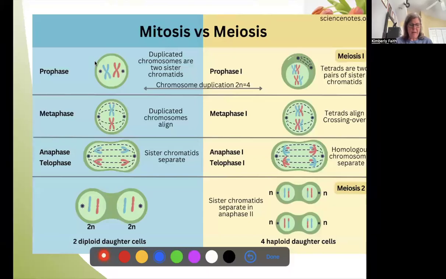Now, again, this is showing here how they're lined up single file and here how they're partnered and the differences between those phases. Two identical cells, so two diploid cells, and four haploid cells.